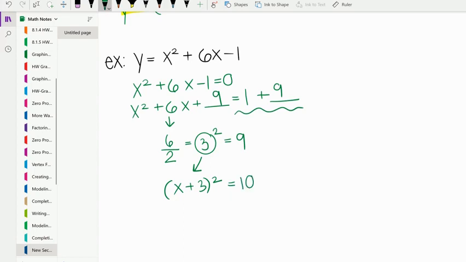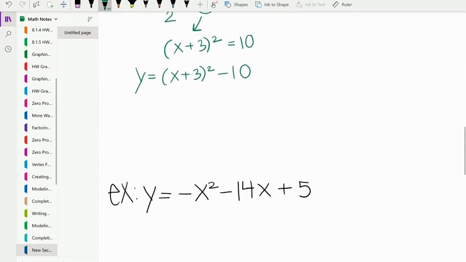All right, so from there we have y equals x plus 3 squared, and then I'm going to subtract over that 10, and so I get minus 10. Okay, so hopefully that makes sense.